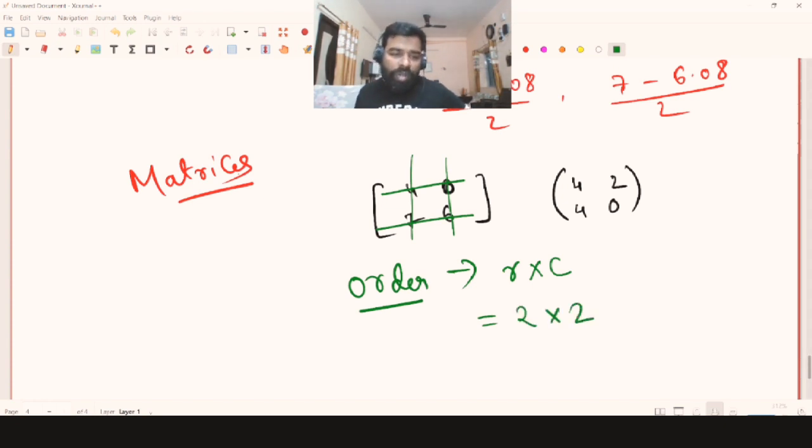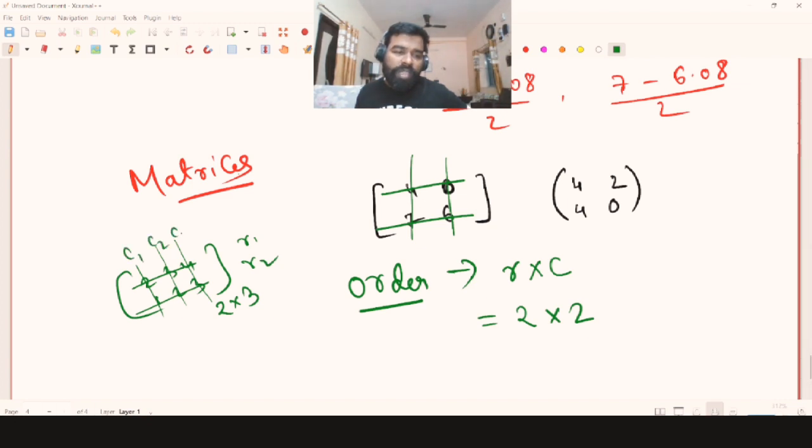2 into 2. Again, if I write 2, 3, 4, 1, 2, 3, you see there are two rows but columns 1, 2, 3. So in that case, if you want to express the order, you write 2 into 3, because rows are row 1, row 2, but C1, C2, C3, columns are 3. So this is what we say order of a matrix.